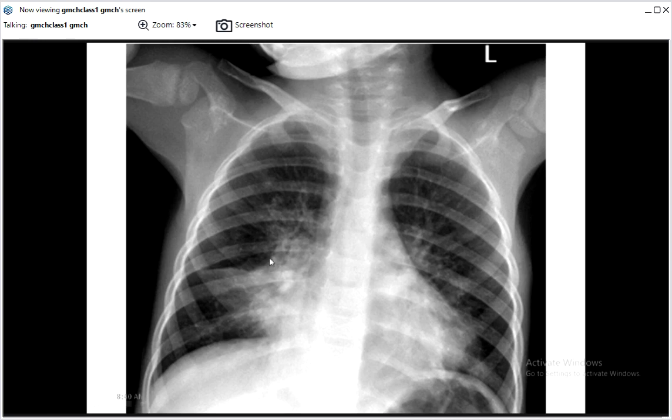Here again, you can see this area. Can you make out whether the heart border is visible or not? Not at all. It's not visible, even on the right side. So there is some abnormality in the lung tissue surrounding the heart, in the left upper lobe and in the right middle lobe.